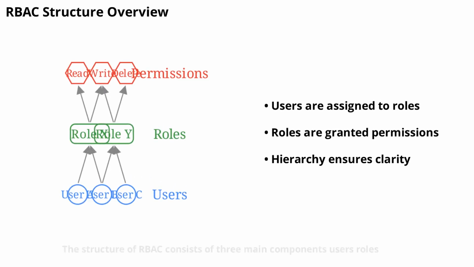The structure of RBAC consists of three main components: users, roles, and permissions. Users are assigned to roles, and roles are granted specific permissions. This hierarchy makes it easy to visualize and manage access across the organization, ensuring consistency and clarity.